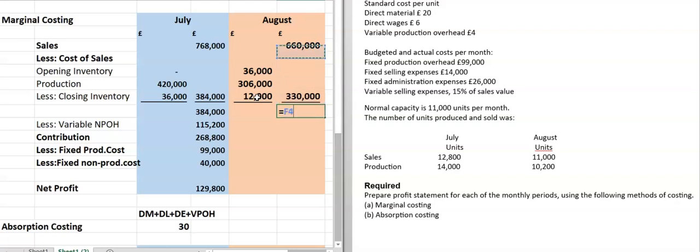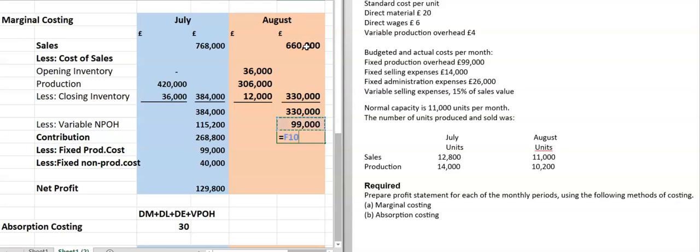After that, you do the main calculation, that is sales minus cost of sale. Cost of sale is 330. So that you get 330,000 as a difference. After that, what you have to do, you have to add your variable non-production cost, which is 15% of the sales value that is given in the question. So 15% of this would be 99,000.